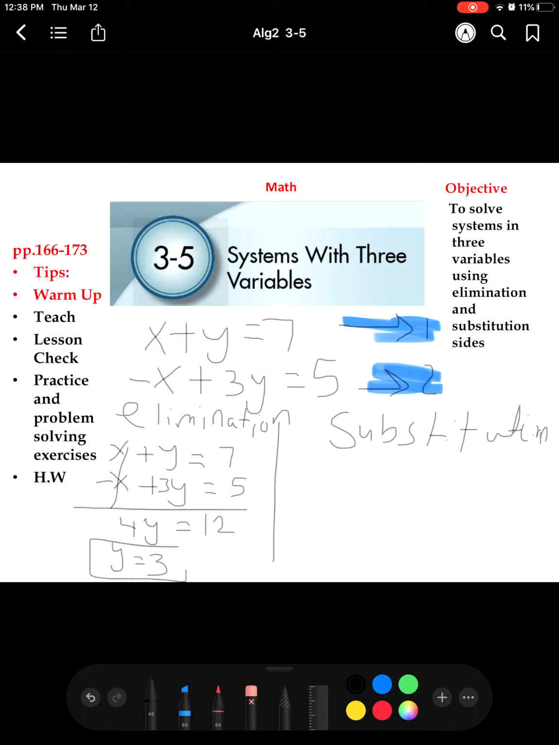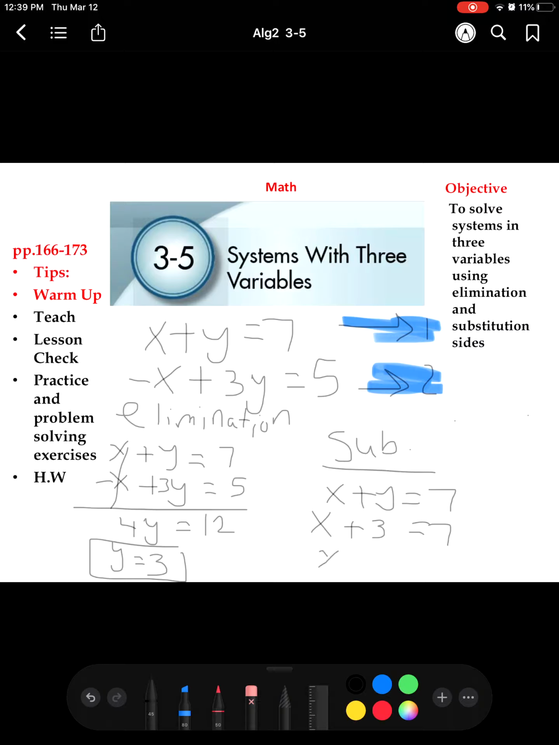By going back to any of the equations, let's erase this first, I will substitute in my equation. If x plus y equals 7 and y equals 3, so x will be 4. In this way, I applied the elimination, but in a system with 2 variables. Let's move ahead to see problem number 1.